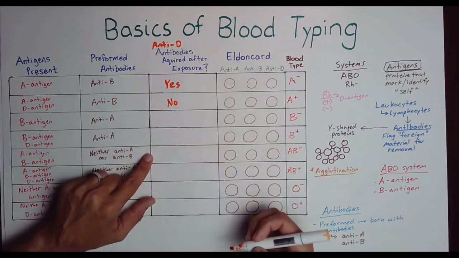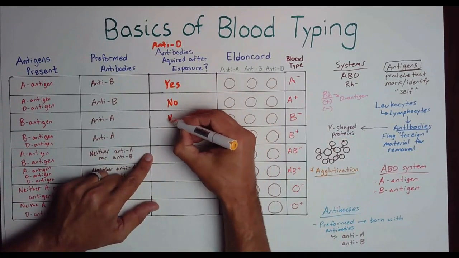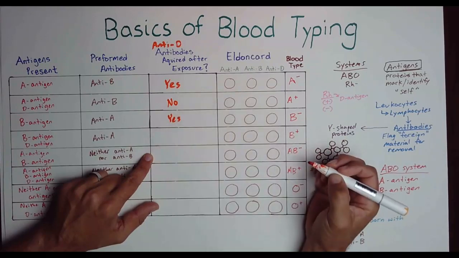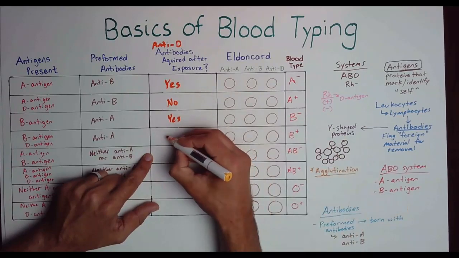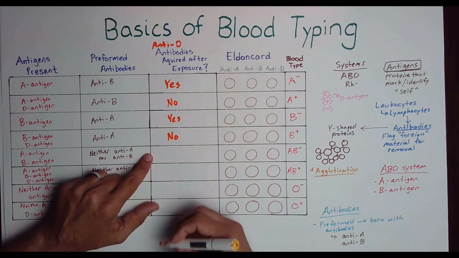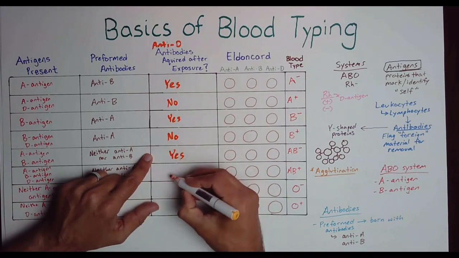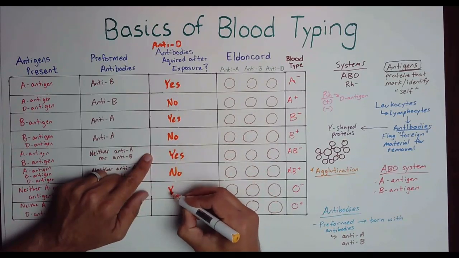And this goes down the list. If they're a minus, they will always produce antibodies against it after they're exposed to it. And if they're a plus, they never will. So yes, no, yes, no, yes, no. You can see there's just a pattern here.